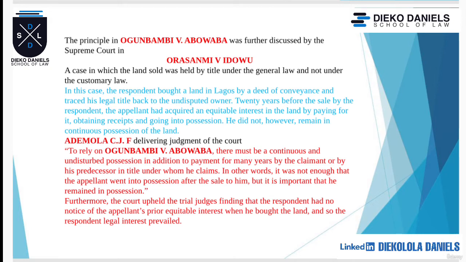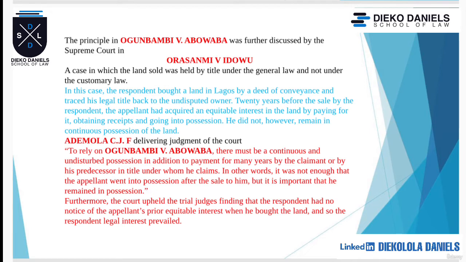So you can see the two conflicts. If you are relying on the case of Ogunbambi and ABOWABA, A is the one that has the upper hand. Even though R has the whole of legal interest, A will still be ranked far above R. That's what the law says. However, there is a judge, Ademola, Justice of the Federation. He was the Chief Justice of the Federation at that point, and he was the one that gave a lead judgment in this case. What did he say?